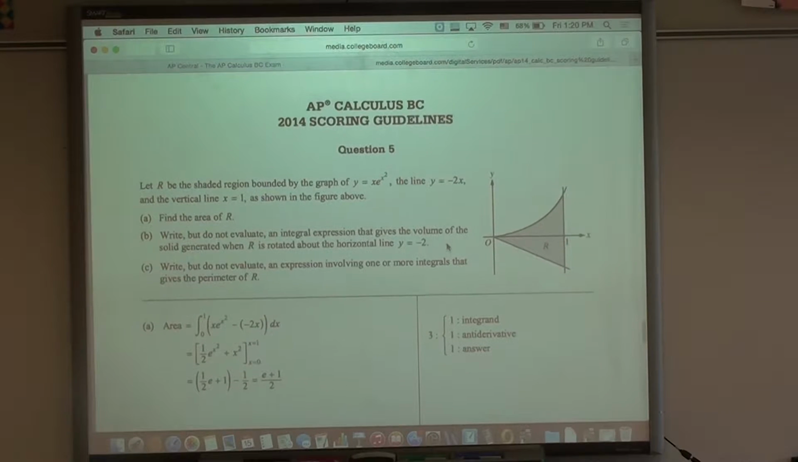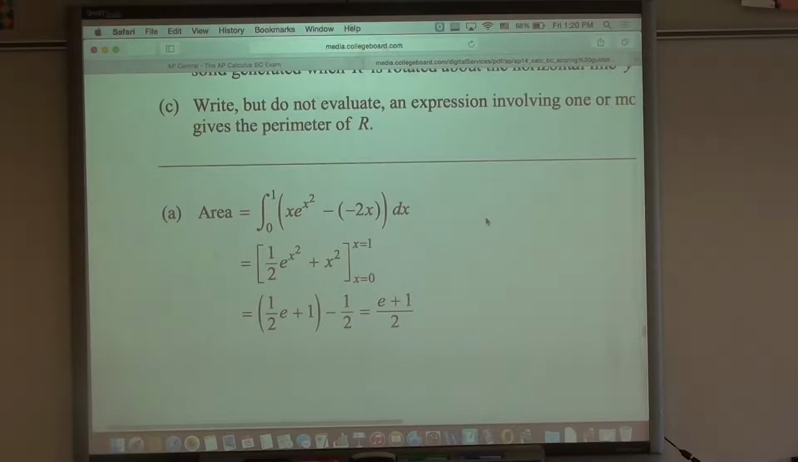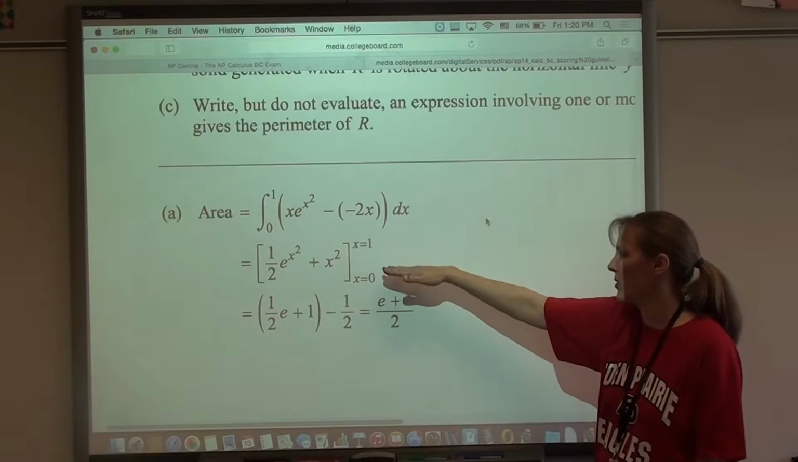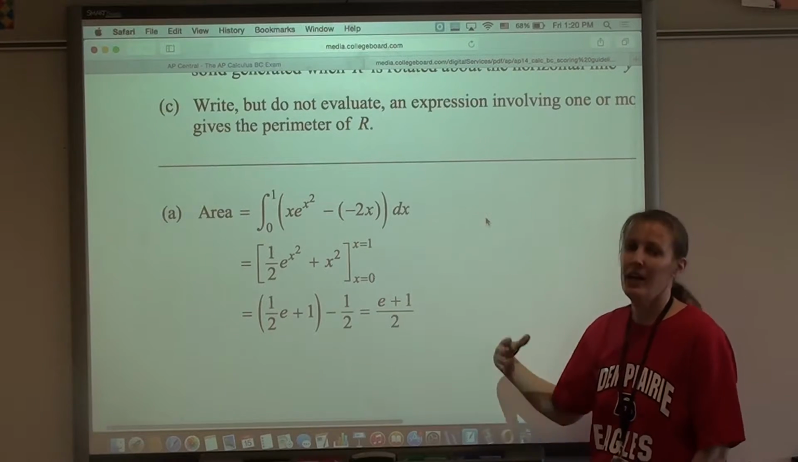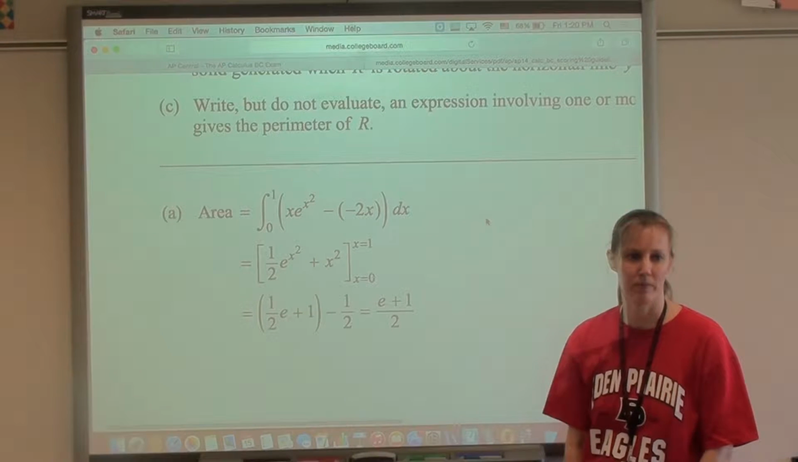The first part, part A, each part was worth 3 points. I'm hoping for part A that you all were okay with it. It was a point for your setup, a point for your antiderivative, a point for the answer. Area, remember, is just the integral of top minus bottom. Top function minus bottom function.